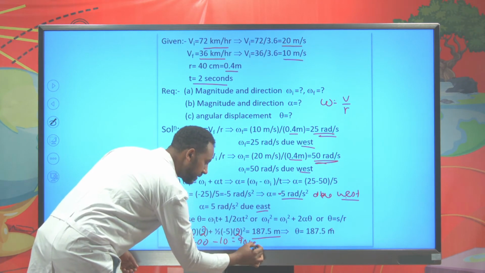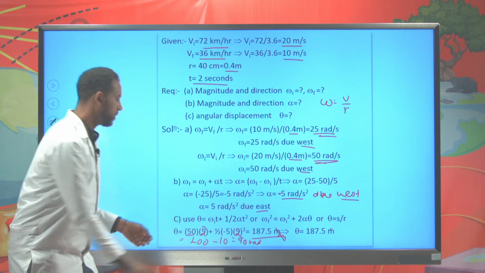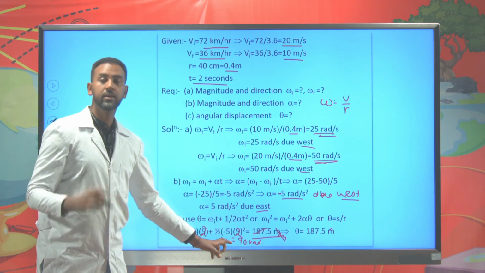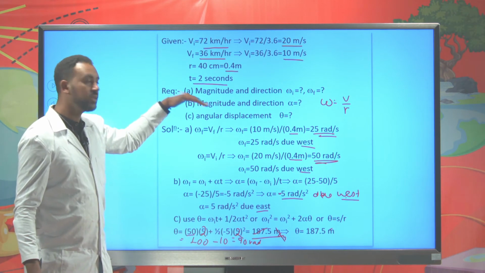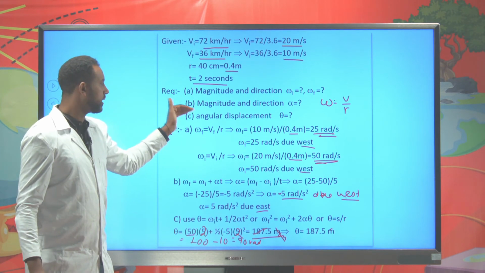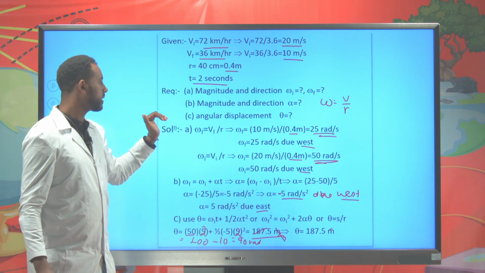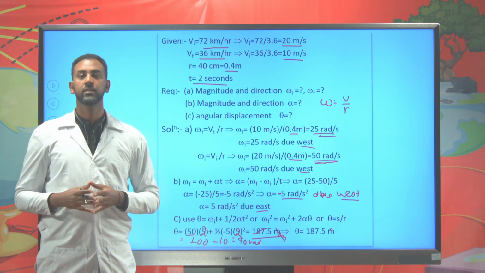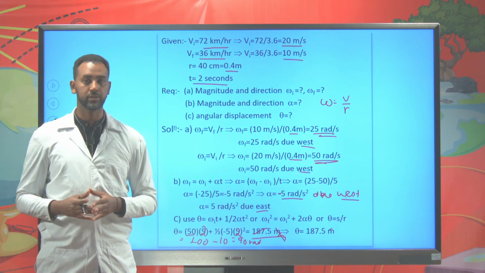The unit is rad. We have said that meter over meter can be given as rad. So let's take the angular displacement found here to be 90 rad. So far we have seen how to determine the angular velocities, the direction as well as the magnitude, and then we have found the direction and magnitude of angular acceleration, and at last we have also tried to see how to determine the angular displacement. This is how we apply rotational equations.